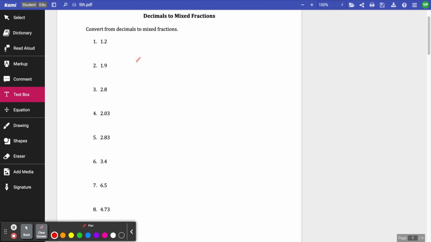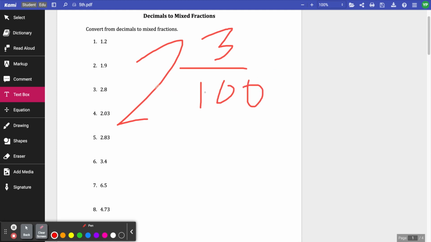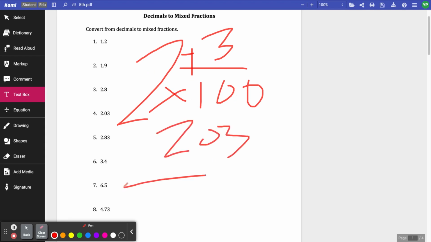Number 4. So the whole number is 2, and then the 3 is in the hundredths place, so it's going to be 3 over 100. And then it's going to be the denominator times 2, which is the whole number, and then you add the 3. So 2 times 100 is 200, plus 3 is 203, and you just put it all over 100. So number 4 will be 203 over 100.